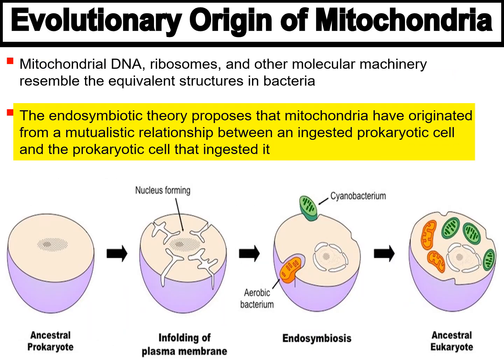The endosymbiotic theory is a model used to describe the origin of eukaryotic organelles. Moreover, it is a model for the evolution of eukaryotes, which states that organelles arose from prokaryotic cells living inside a host prokaryote.